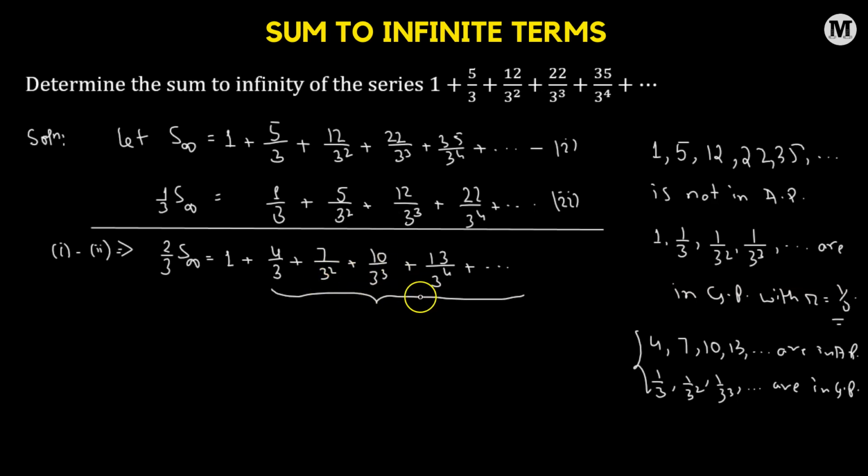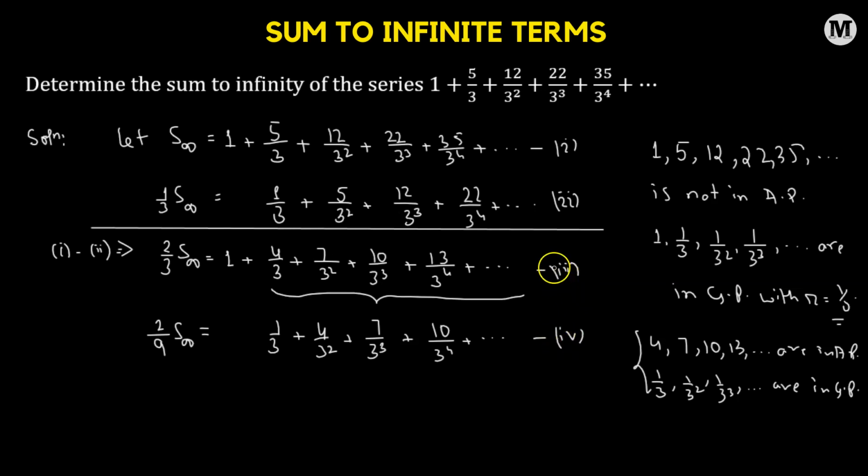Now to find the sum of the Arithmetico-Geometric series, we have to multiply each of the terms with the common ratio 1 over 3. So we multiply throughout with 1 over 3. That means we get 2 over 9 multiplied by the sum to infinity. This will be equal to 1 over 3 multiplied by the first term, which gives us 1 over 3. Added to 4 over 3 multiplied by 1 over 3, which gives us 4 over 3 squared. This gets added to 7 over 3 cubed plus 10 over 3 raised to the power of 4, and we have the rest of the terms. Let's name this as number 3, and the previous one as number 4.